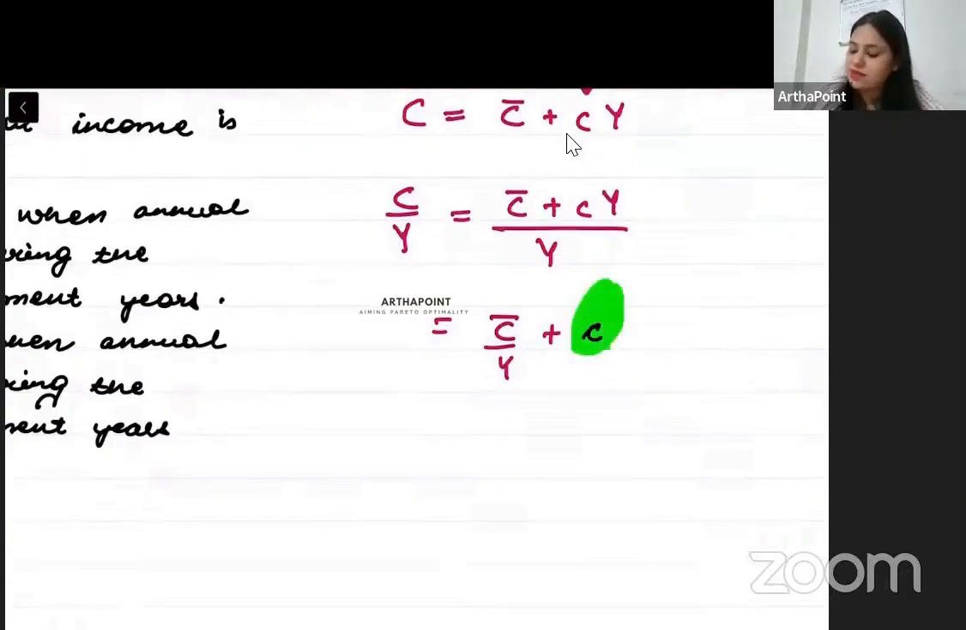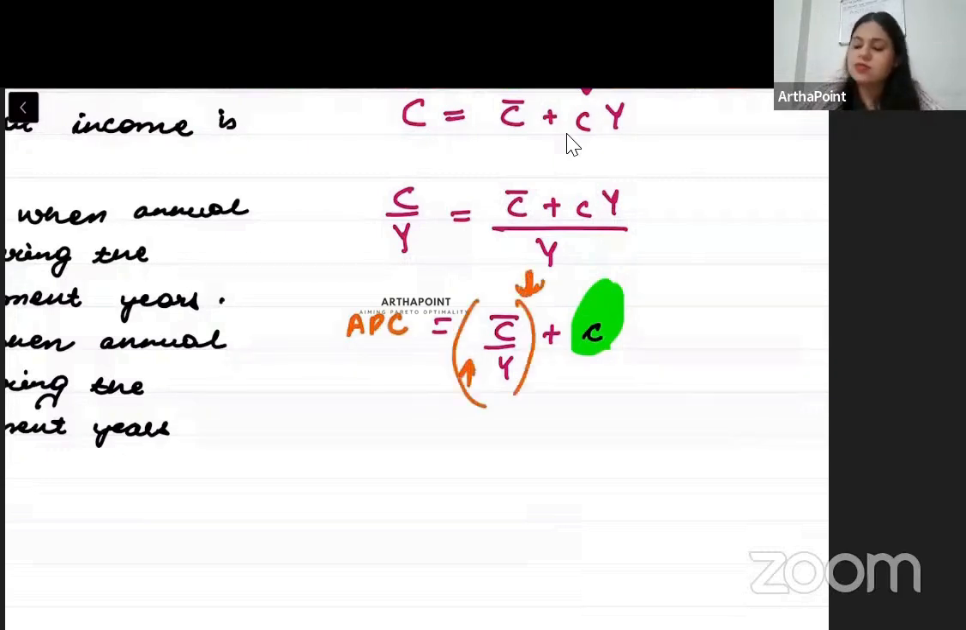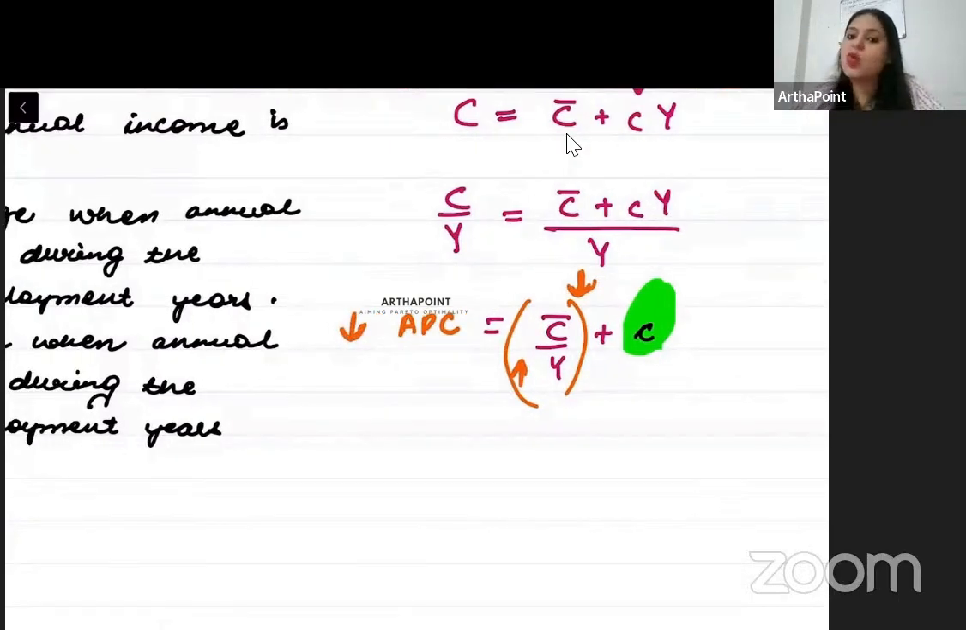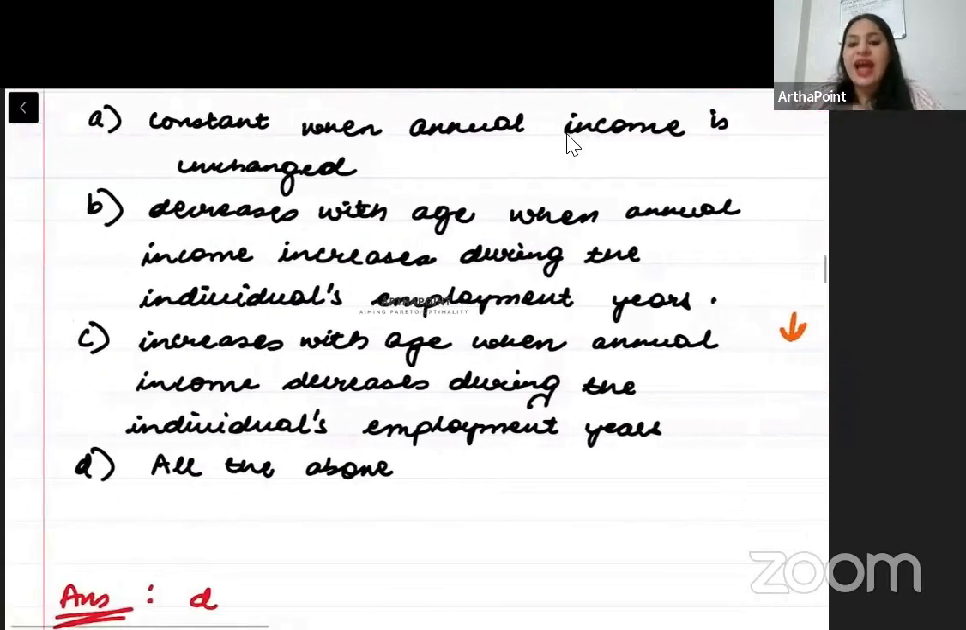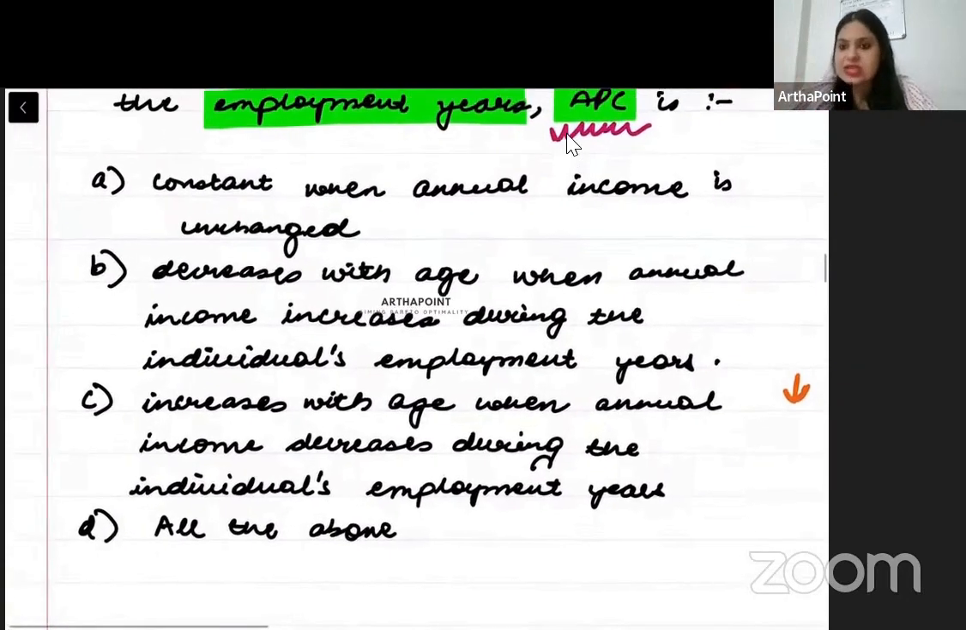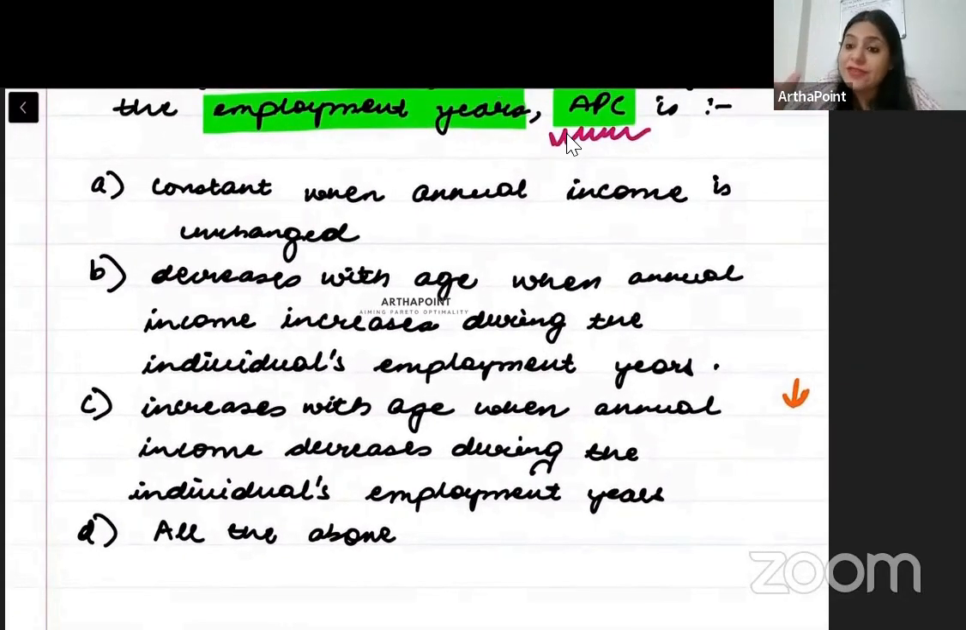And this becomes my average propensity to consume. Note that as Y will increase, the value will decrease. So I will be adding less and less and less. So this will decrease, and this is in fact the theory. This is what it says: as your income increases, the average propensity to consume decreases. On an average, how much I consume will decrease.